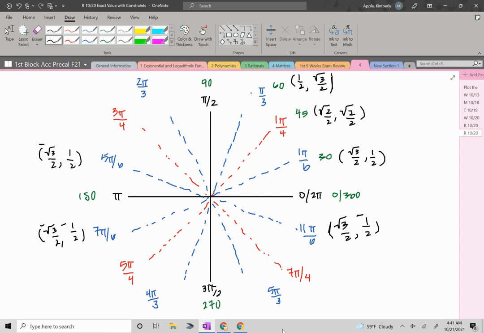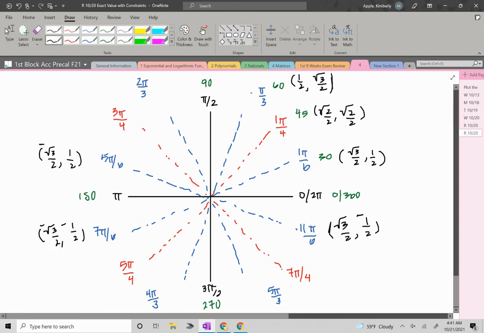But that's about it for the unit circle. And if there are any other patterns that you see that are helpful to you, just think about those and practice getting that done really quickly. And so that's it for constructing the unit circle.